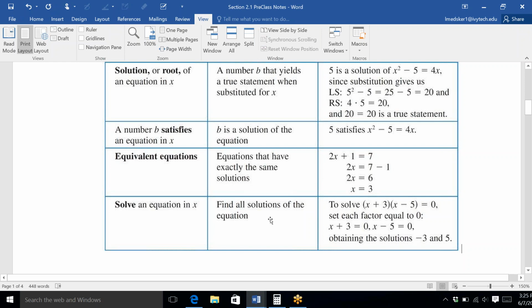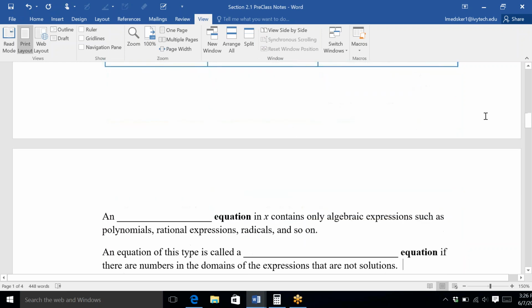And to solve an equation means to find all possible solutions. This is something we'll see a lot more of in another section, but if you have two factors set equal to 0, either what makes the first one 0 is the answer or what makes the second one 0 is the answer. That is called the zero factor property.